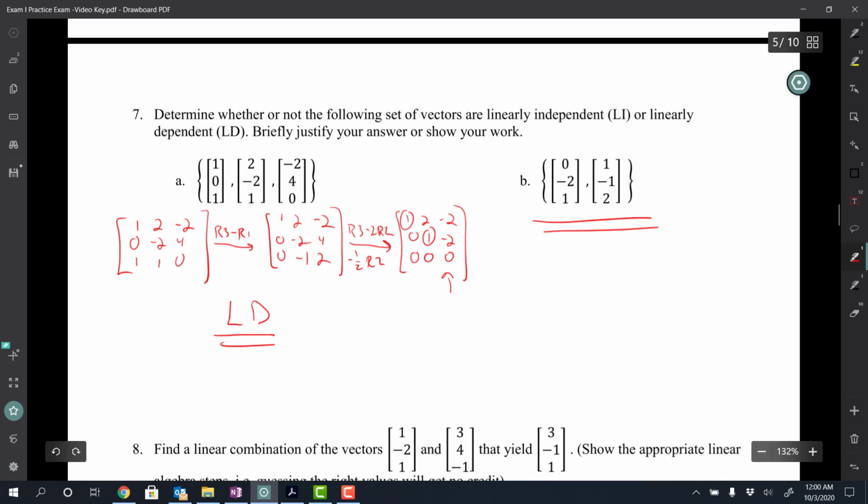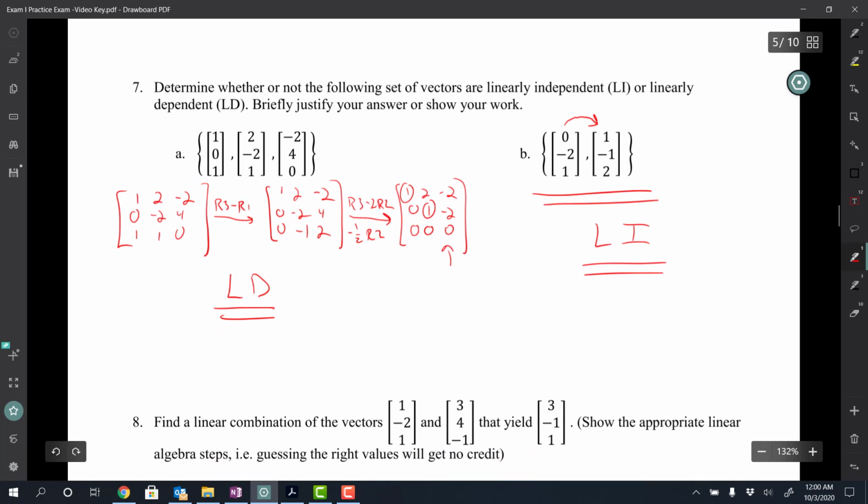Now I look at part B. Part B is a little bit easier because my set is only 2 vectors, and I can always tell if 2 vectors are linearly independent or dependent by just checking to see if they're multiples. In this case, there is no number I can multiply 0 by to get to 1. That tells me that these 2 vectors are not multiples of each other, which tells me that they are linearly independent. Now notice I can do that for sets of 2 vectors, but I really can't do that for sets of 3 vectors, because for 3 vectors I'm not checking to see if they're multiples, but rather if they're linear combinations, and that's harder to visually determine.